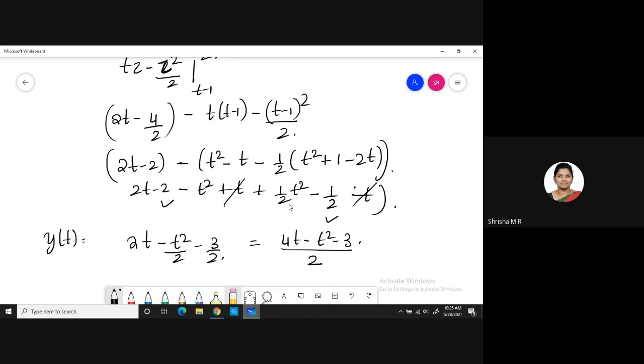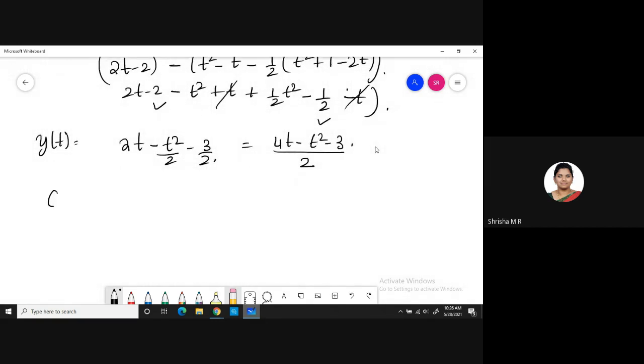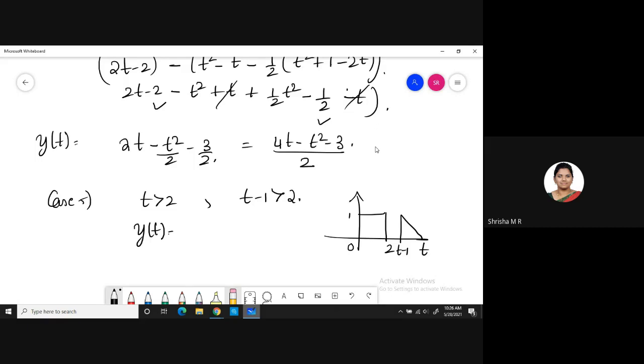Got it, everyone? Is it clear? What is y of t if t is greater than 2 and t minus 1 is between 1 and 2? Okay, clear this case. Take the next case, case 5. If t is greater than 2 and t minus 1 is also greater than 2, your signal is from 0 to 2, x of tau. Our signal is moving forward. So you have t and t minus 1 both greater than 2. What is the overlapping space? It is not overlapping, right? So y of t is 0.